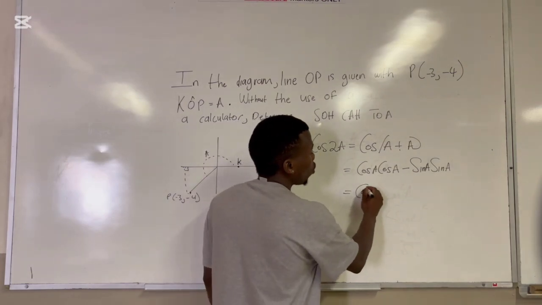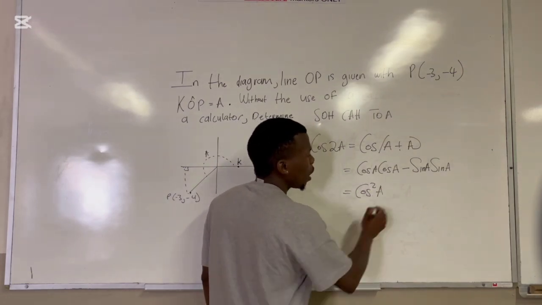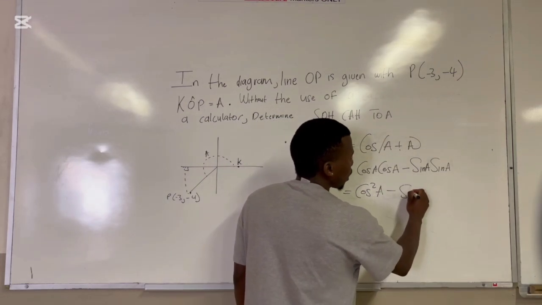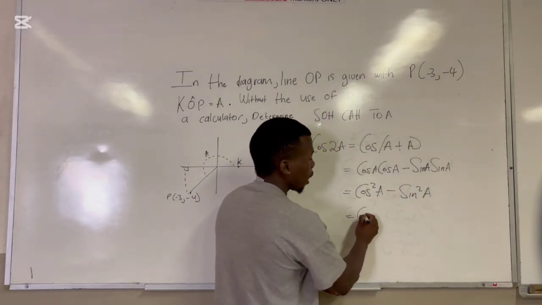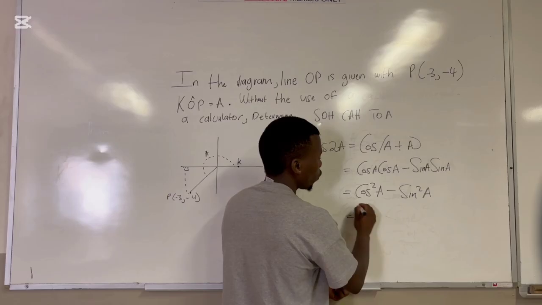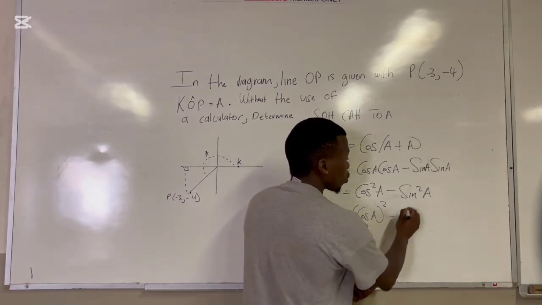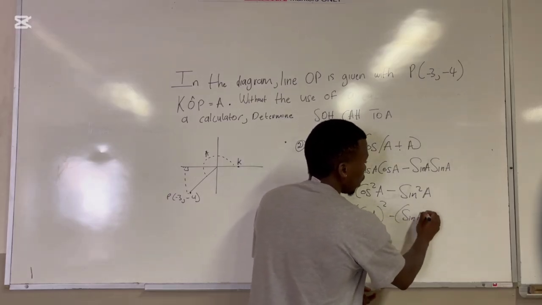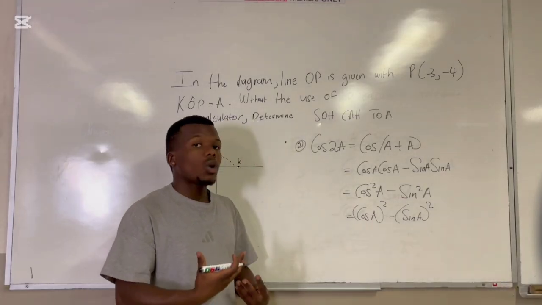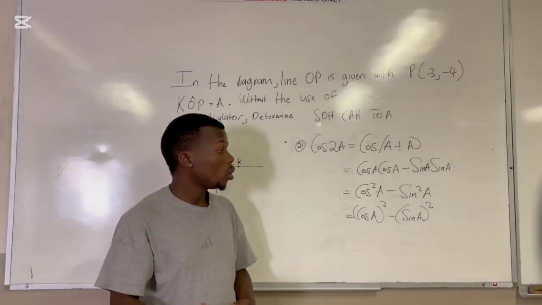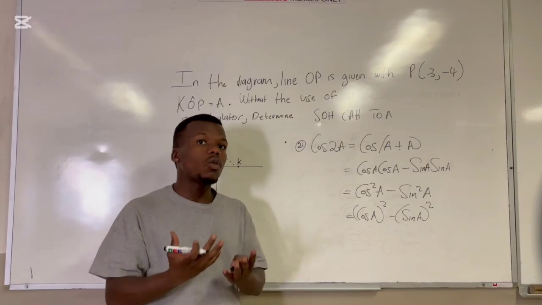This will be what? Cos squared alpha minus sine squared A. This is going to be equal to, I can write cos squared A as cos of A squared minus sine of A squared. Remember what is cos of A? Cos of A is adjacent over hypotenuse, or some of you can say x over r.